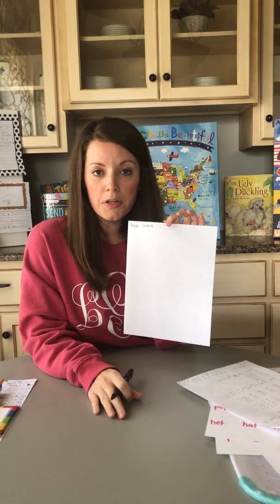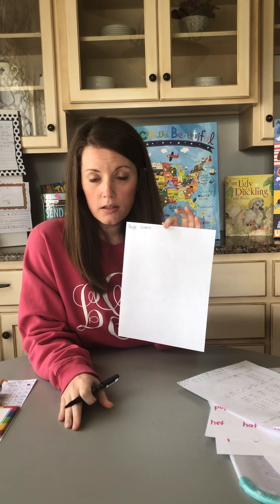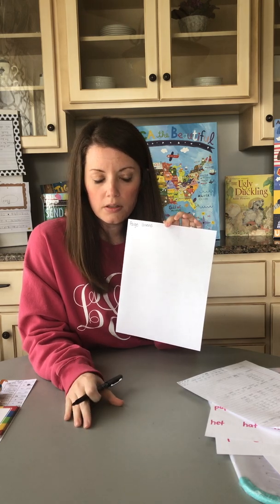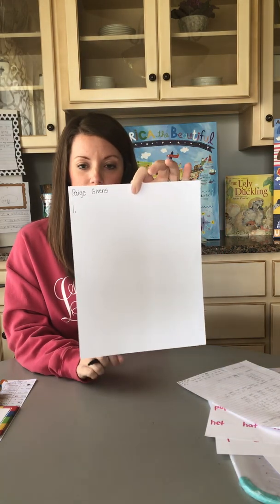Okay, the next thing that we're going to do is called numbering our paper 1 to 5. So when you get in first grade, your teacher will teach you how to do this if you forget, but they'll say write your name, and then they'll say, okay, boys and girls, we're going to number our paper 1 to 5, or we're going to number our paper 1 to 10. So today we're just going to number our paper 1 to 5, and here's how you do that. You're going to make a number 1, and you're going to put a dot beside it.